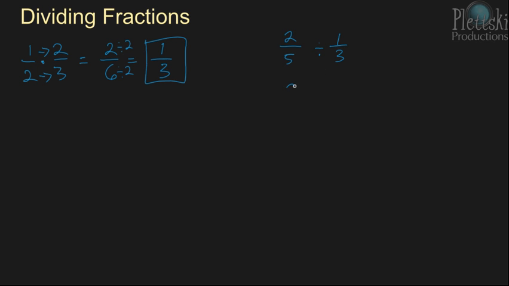So you leave the first fraction the way it is, and then you change it to multiplication, and you take the reciprocal of the second fraction, which is basically turning it upside down. So 1/3 becomes 3/1. And then you do multiplication. And that's how you find the answer. So you do 2 times 3, which is 6, and 5 times 1, which is 5. And you can rewrite that fraction as 1 and 1/5.